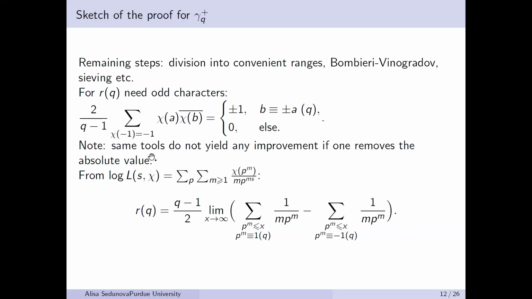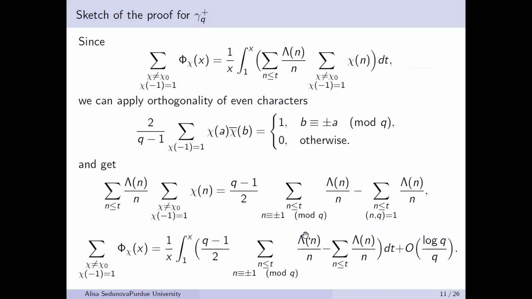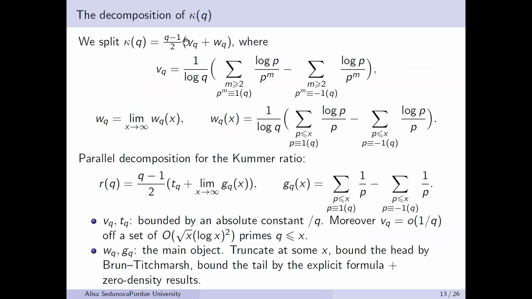And this is the remark that I made before, that the same tools do not yield any improvement if you remove the absolute value, because of one particular range where everything fails and you end up with a trivial bound. Okay. So the most problematic one is the sum over Q, because there you normalize by log. You see, here we don't have a log, here we have a log, and now we normalize it with a log, and we are in some sort of an annoying situation, so to say.